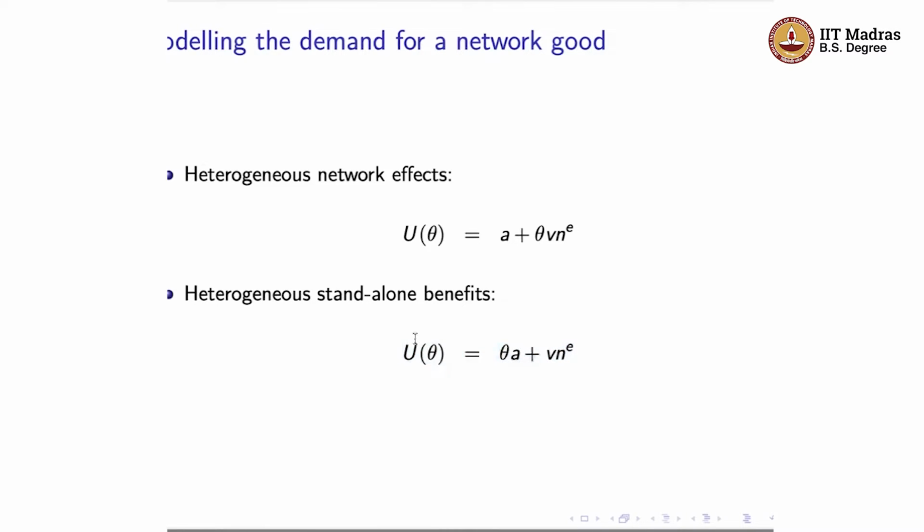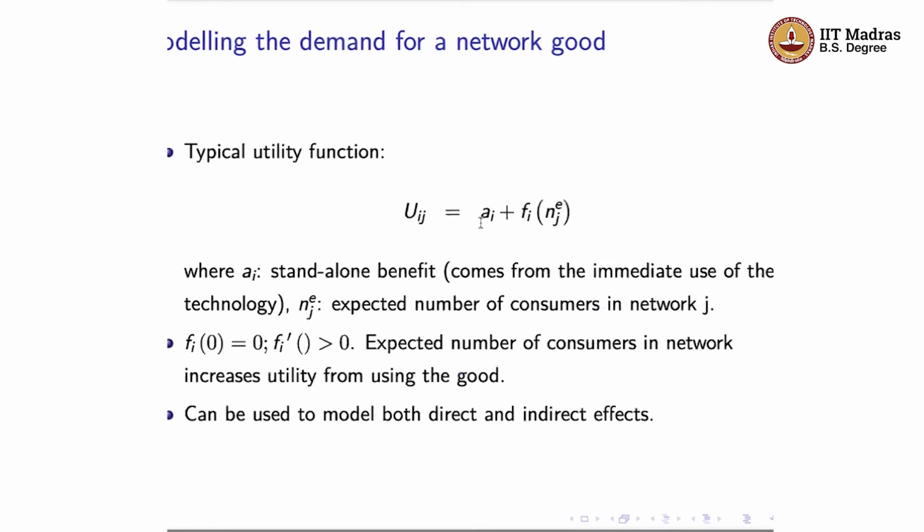Notice that I am indexing each consumer by a variable theta, right? And I'm saying that for each of the consumers, the network effect is the same. Notice that this network effect term, which is V multiplied by NE, where NE is the number of people expected to be using that particular good, does not depend on theta, right? So two different consumers with two different theta will agree on the same network effect, right? However, the standalone benefit, which is the first part and does not depend on the number of other people using it, may differ across consumers, right? So here you have got different Ai, but this second part is the same for all the consumers.